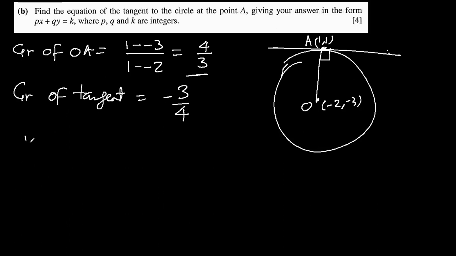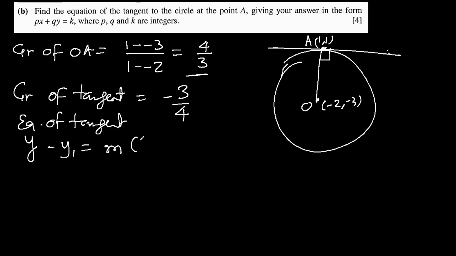Now the equation of the tangent is y minus y1 equals m times (x minus x1). y and x are random points, so we will not change them. They are random coordinates of a point. Okay, so for y minus y1, the specific point on the line is (1, 1), so it will be 1 here and 1 here, and the gradient we just found out is minus 3 over 4.